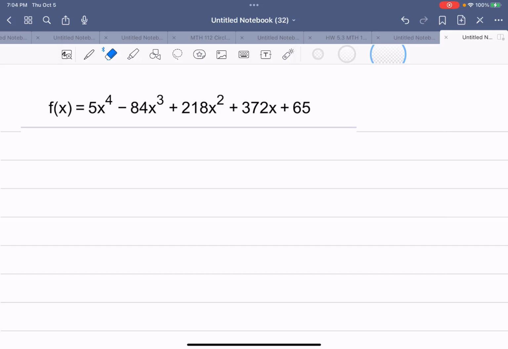And what if I said factor that? Well, it would be impossible. But it does, in fact, factor. And I will show you those factors. And we're going to use synthetic division to find them.